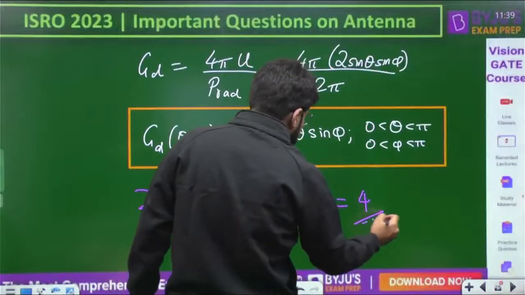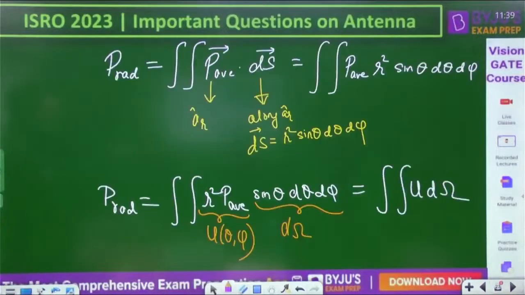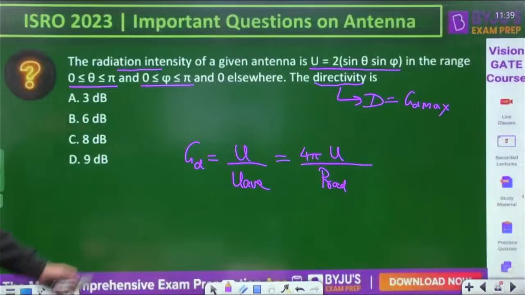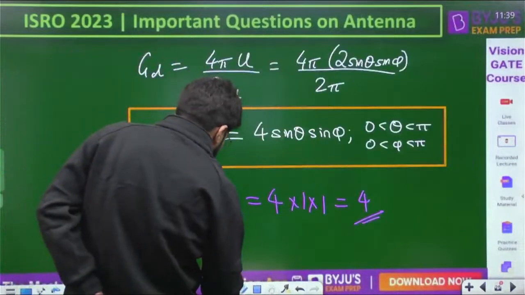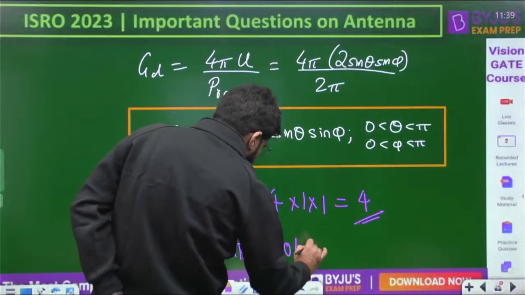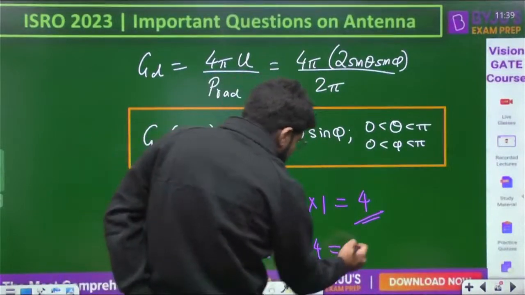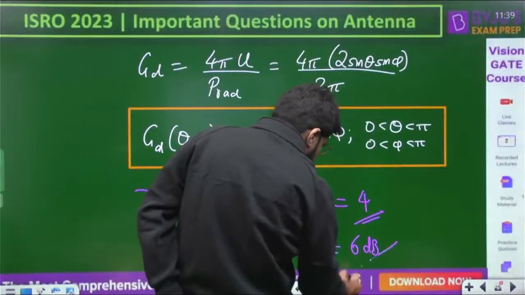And the final maximum answer for the directivity will be 4. Answer should be 4. Okay, decibel mein pucha hai? No problem. In decibel, this becomes 10 log 4. 10 log 4 is just 20 log 2. That is going to be 6 dB.